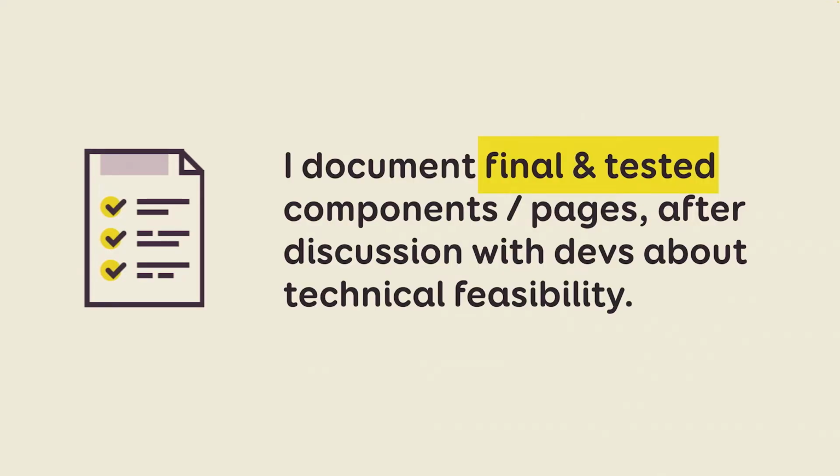So the last question I usually have is, when do you have time to document all of that? And usually I document the final and tested components and pages, because for me it doesn't make sense to document the wireframe if it's not validated. So I usually also document once we had the discussion about technical feasibility with the developers. So what I document is what is supposed to be implemented in the stories, normally, unless we have some bad surprises at some point.